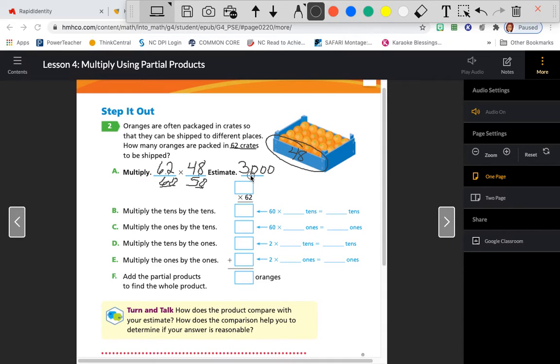All right, now let's go on to B. It says multiply the tens by the tens. So first, let's put our 48 in the box. Okay, so now we're going to multiply the tens by the tens. So the tens is 60 times 40, and 40, another way to write that would be 4 tens. Okay, so then we say 6 times 4 is 24, and we add a 0, and we get 240 tens. So 240 tens would be 2,400.